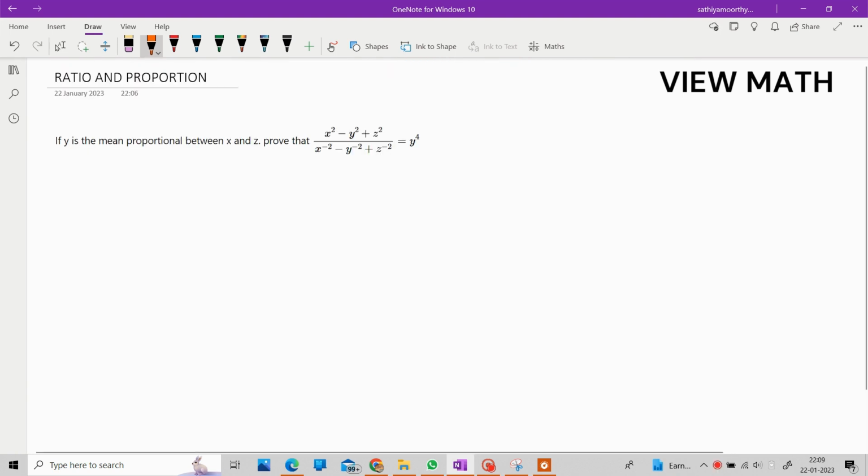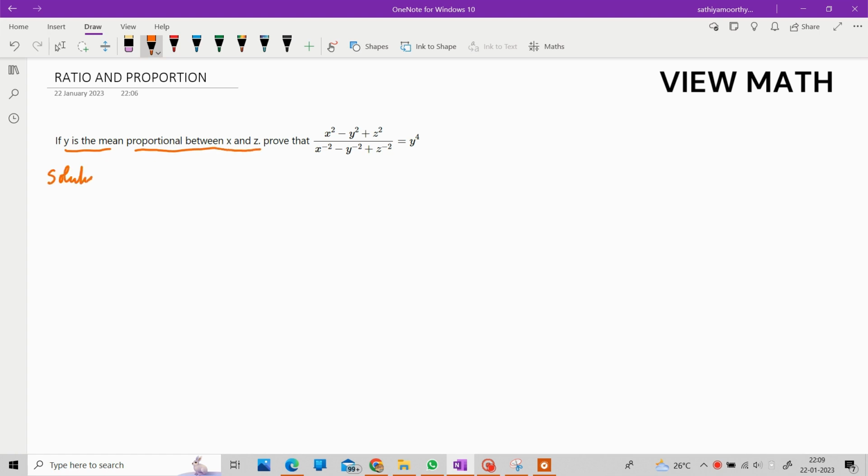Now let's see the next problem. If y is a mean proportional between x and z, prove that x square minus y square plus z square divided by x to the power minus 2 minus y to the power minus 2 plus z to the power minus 2 is equal to y power 4. So in this problem what is given is y is a mean proportional between x and z.